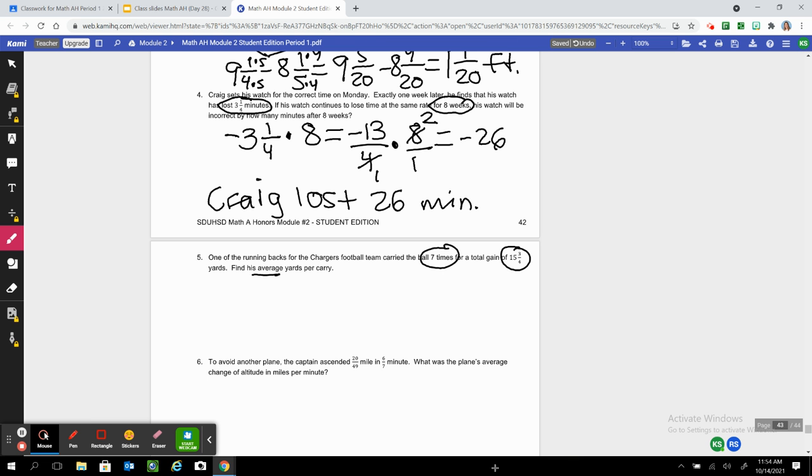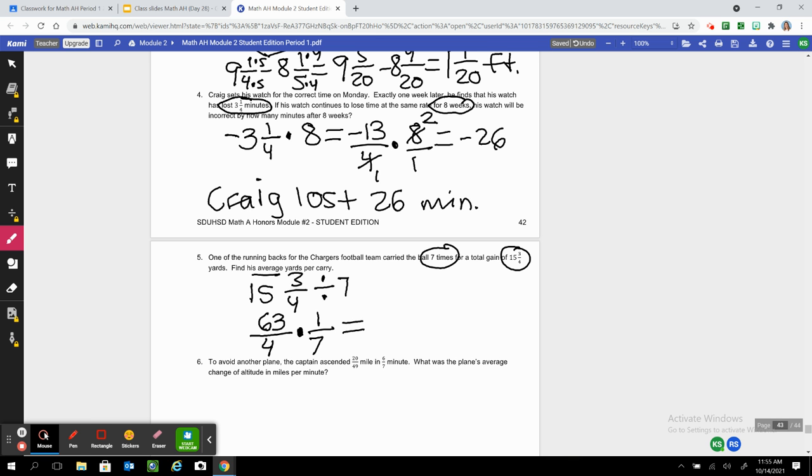So I'm going to take my 15 and 3/4, and I'm going to divide that by 7. So first, in order to divide fractions, I need to turn it into an improper fraction. So this becomes 63 over 4. And I'm going to multiply by the reciprocal, because when we divide fractions, we multiply by the reciprocal. So 7 is 7 over 1, so its reciprocal would be 1 over 7.